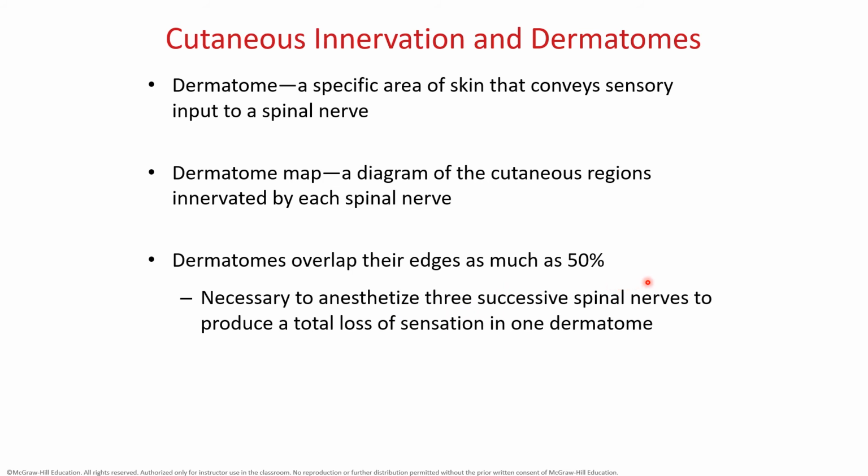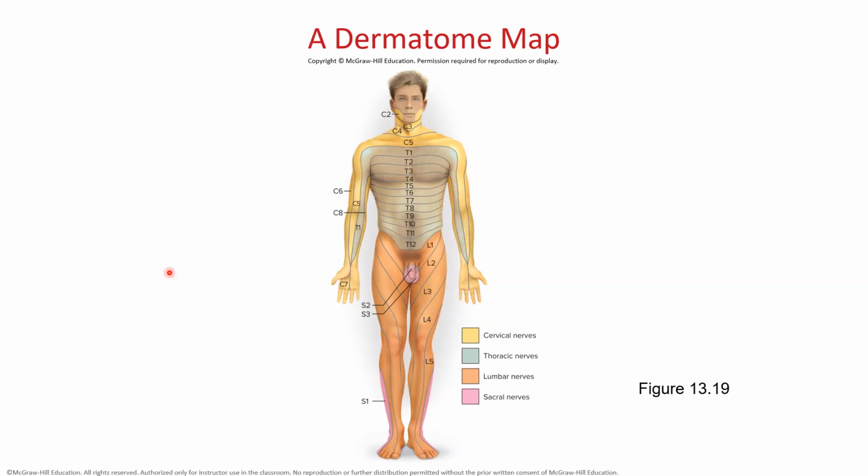So it's a good test, but if they're overlapping, you really have to double check with motor tests and other tests to make sure that you are locating the problem. It's necessary to anesthetize 3 successive spinal nerves to produce a total loss of sensation in 1 dermatome. So they're not 100% reliable, but they are helpful. So here's a dermatome map.